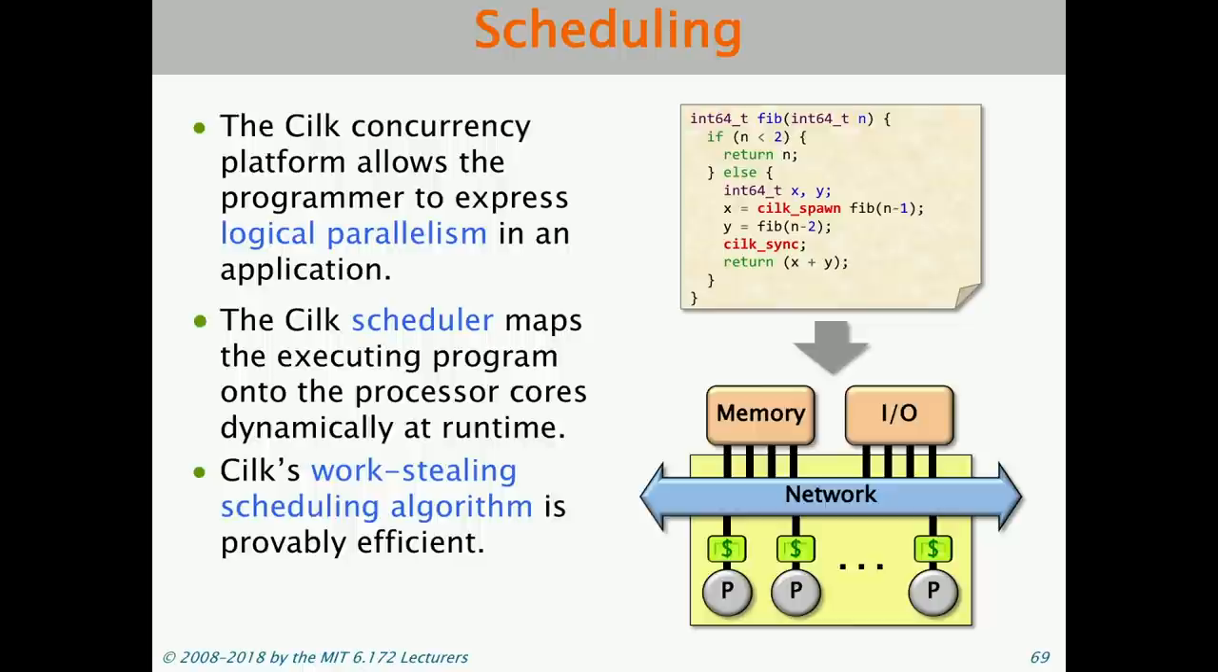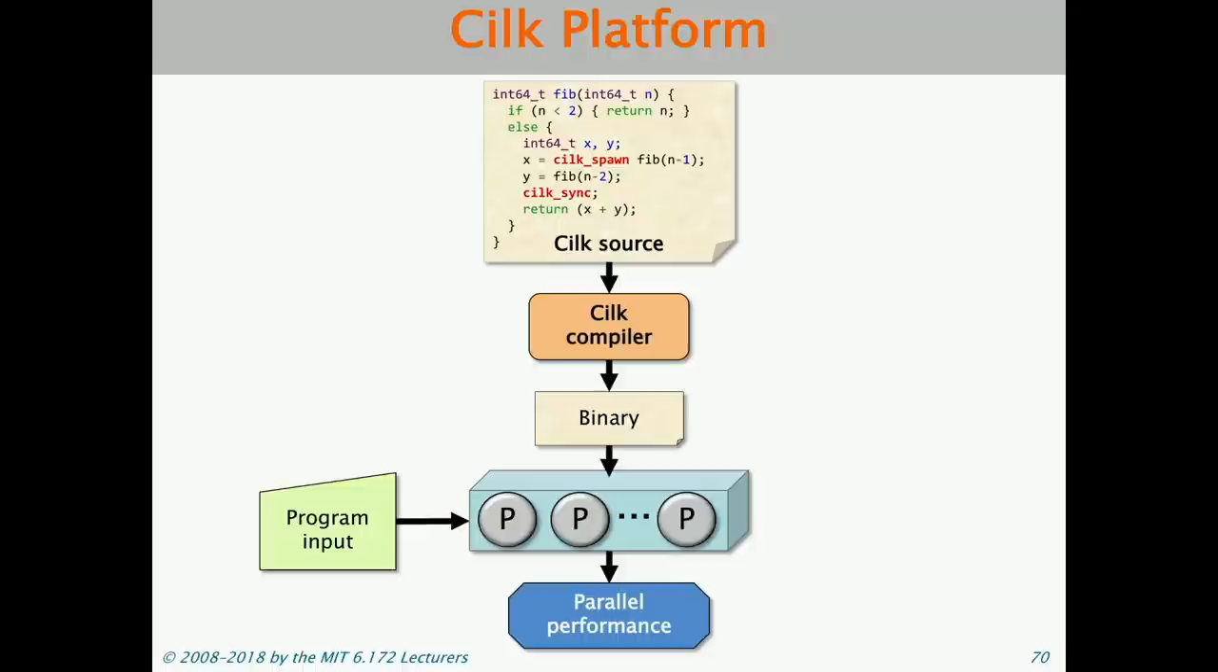Here is a high-level illustration of the Cilk ecosystem. It's a very simplified view, but I did this to fit it on a single slide. You take the Cilk source code and pass it to your favorite Cilk compiler, the Tapir/LLVM compiler, and this gives you a binary that you can run on multiple processors. Then you pass a program input to the binary and run it on however many processors you have, and this allows you to benchmark the parallel performance of your program.